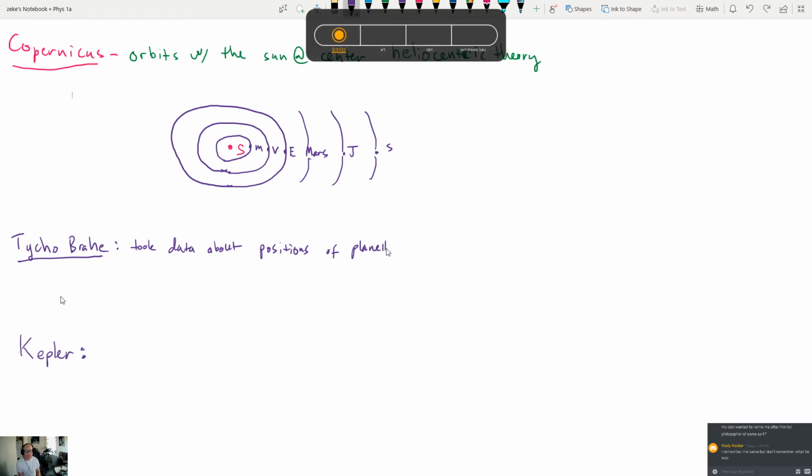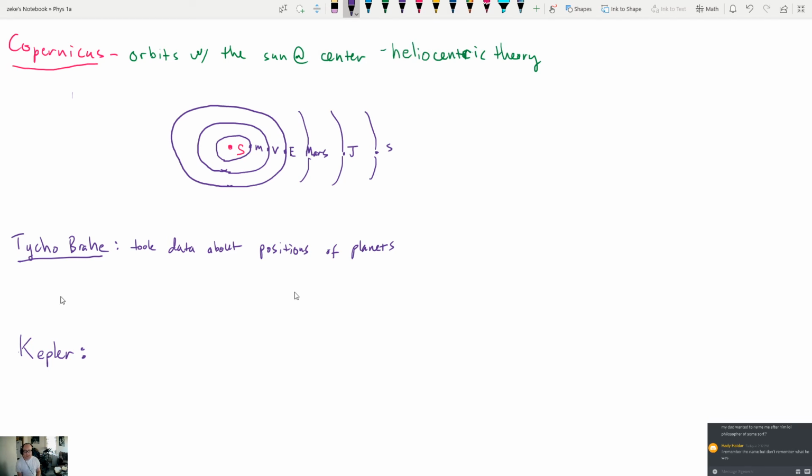So he took really precise data about the position of planets, and he basically just kind of codified all this. He wrote it down on papers. And Brahe had basically one mission. His goal was basically to prove that Copernicus was right.